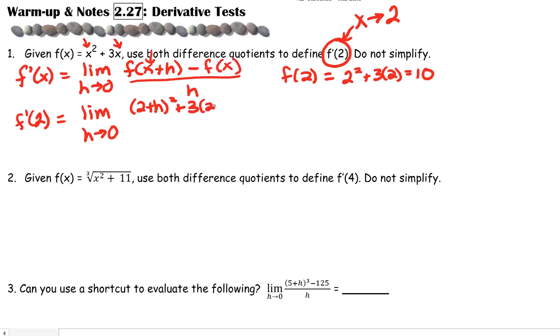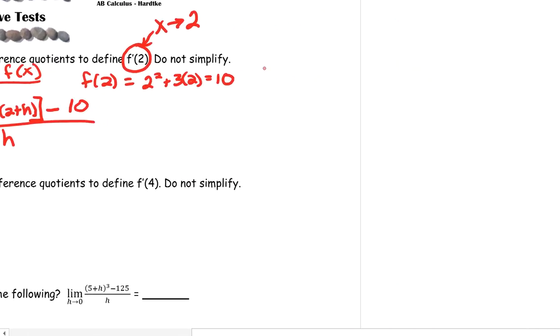So that's our f of x plus h term. And then minus our f of 2 term is already done. We've got a 10 over h. So there's our first definition. And now let's use our second definition of derivative. F prime of a is the limit as x goes to a. Of course, you can use whatever variables you want here.